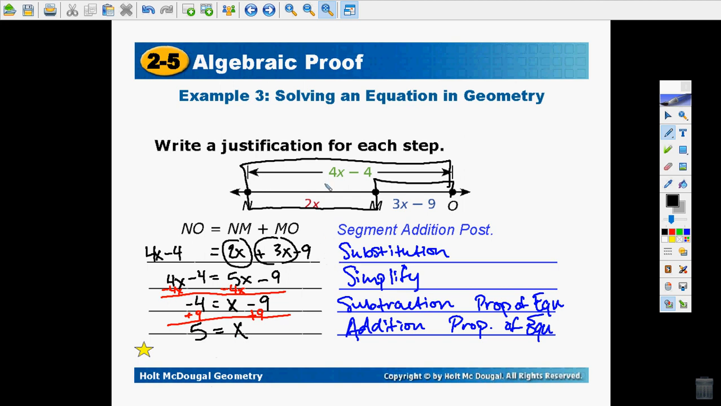So I found out what x was using chapter 1 skills. This is something you guys did. You set the whole thing equal to piece plus piece, and you solve for x. I know you can do the left side. So what we're really working on is the justification steps over here on the right.